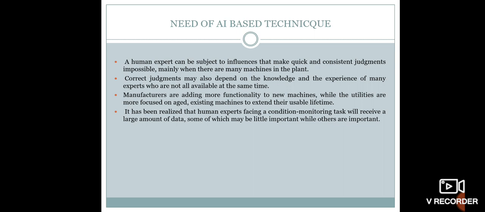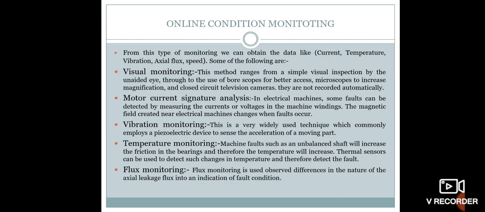Now coming to the next slide. Online condition monitoring. From this type of monitoring, we can obtain data like current, temperature, vibration, axial flux, speed. Some of the following are visual monitoring. This method ranges from a simple visual inspection by the unaided eye through to the use of borescopes for better access, microscopes to increase magnification, and closed circuit television cameras.